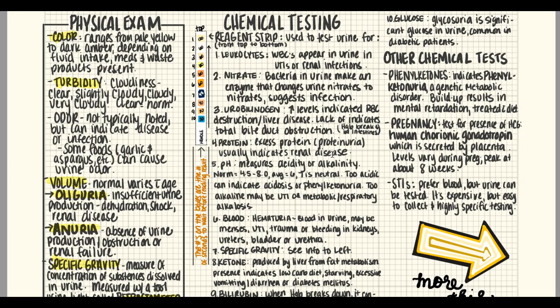Number 7 is the specific gravity box, and there is information over here to the left that we just talked about. That specific gravity measures the concentration of substances dissolved in the urine.